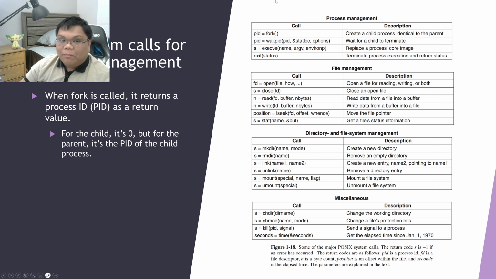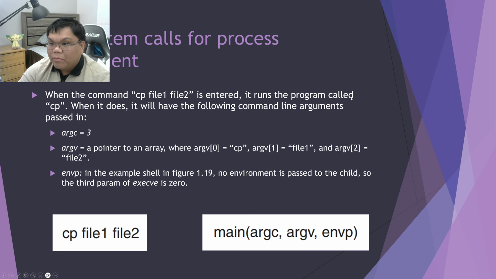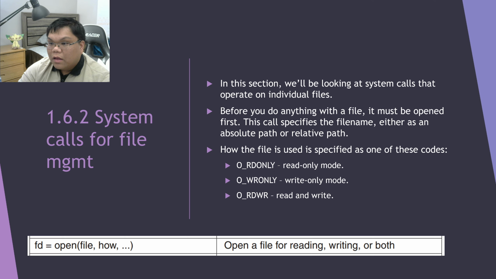Now we're going to look into file management, which is this entire table here, and that is section 1.6.2. We're going to be looking at a few system calls related to that operate on individual files. Before you do anything with a file in a program, you've got to open it first. So we have a system call for opening a file. Pretty simple.